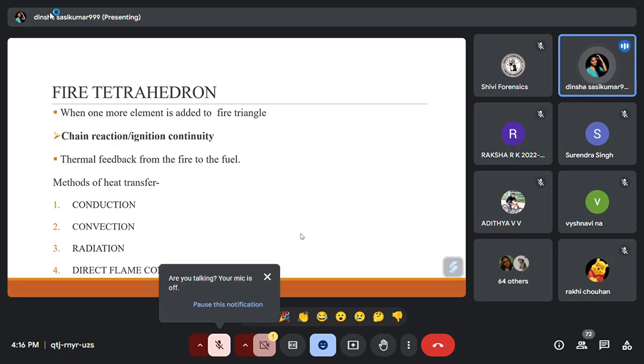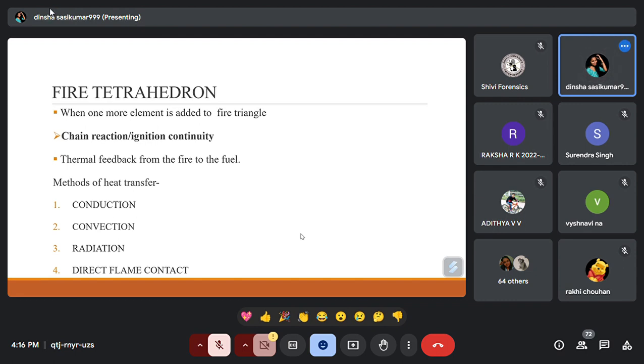So for the continuation of that combustion, there should be ignition continuity or chain reaction. And there are different methods of heat transfer. The first one is conduction, second one is convection, and the third one is radiation. So these four are the methods of heat transfer from one to other.